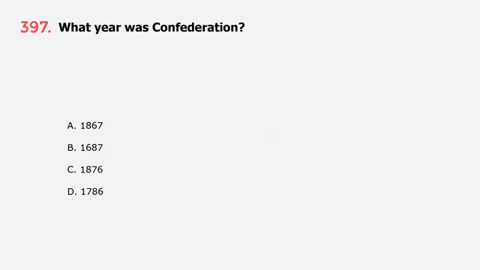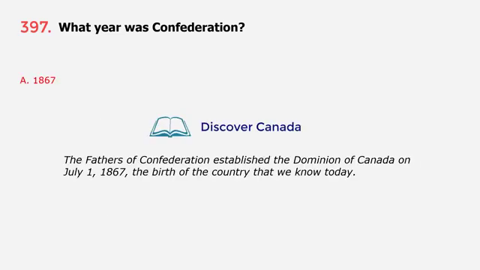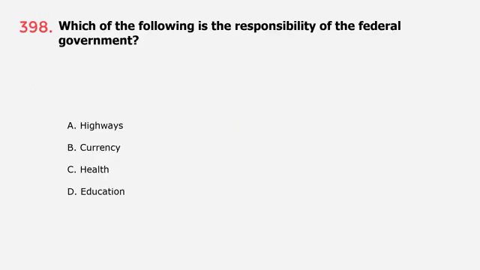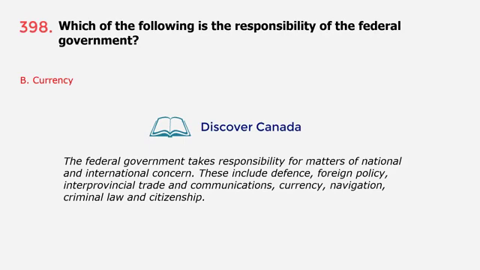Question 397. What year was Confederation? A. 1867. B. 1687. C. 1876. D. 1786. The answer is A. 1867. Question 398. Which of the following is the responsibility of the federal government? A. Highways. B. Currency. C. Health. D. Education. The answer is B. Currency.